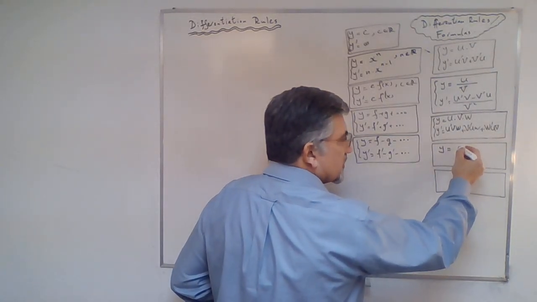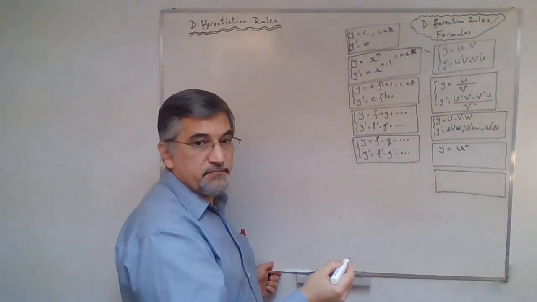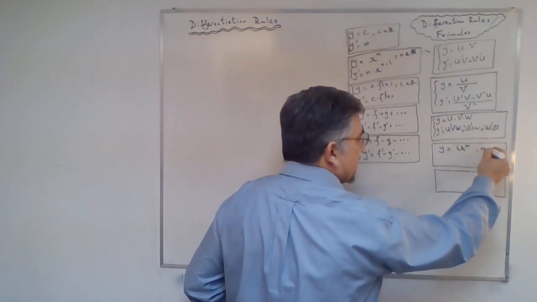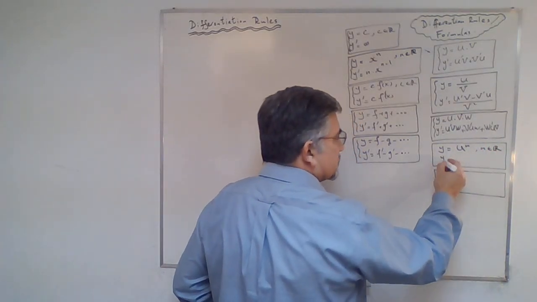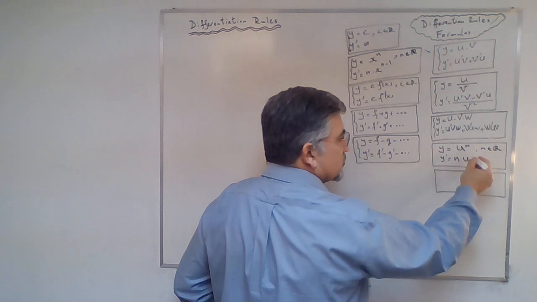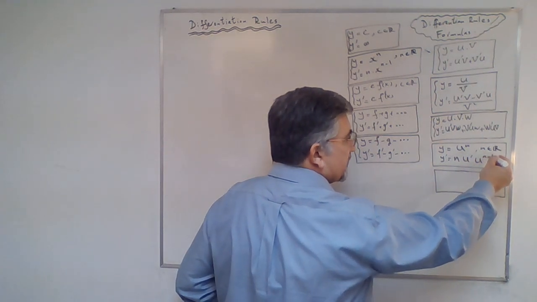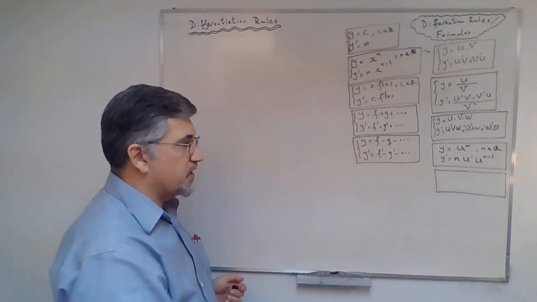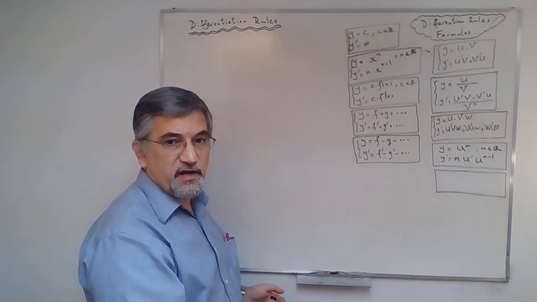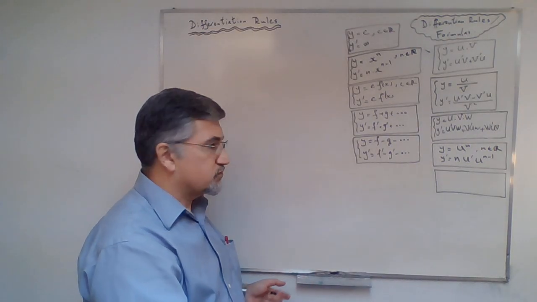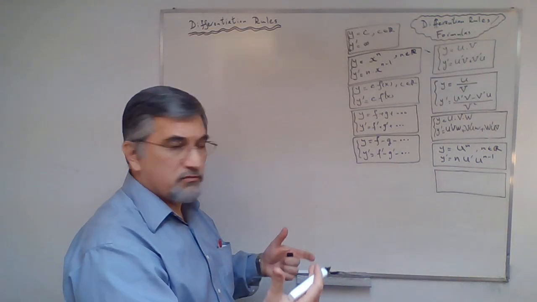Y equals u to the exponent of n, where n is any real number. And then the derivative is n times u prime, u to the exponent of n minus 1. This is a result of actually chain rule if you combine it with power rule.